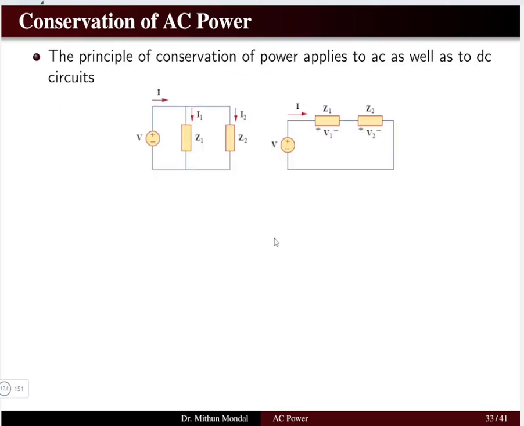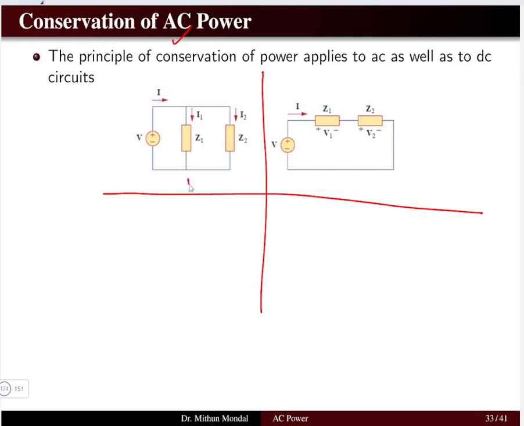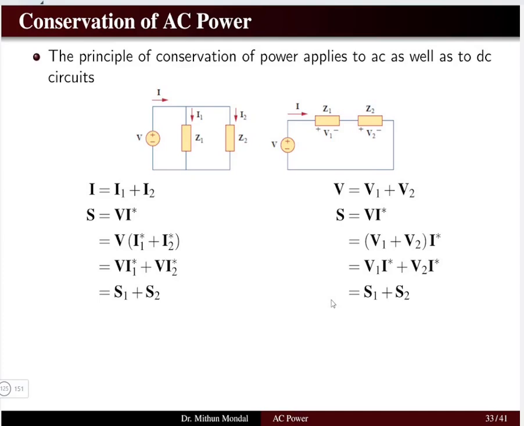Now let us try to understand that in terms of AC power, where we are taking two circuits. One is the parallel circuit and the other is the series circuit. In the parallel circuit, there are two loads Z1 and Z2 in parallel. In the series circuit, we have Z1 and Z2 in series. The supply voltage Vrms and Irms is given, which is distributed in accordance with KCL here, and the voltage is distributed in accordance with KVL here. We will try to understand the conservation of AC power.